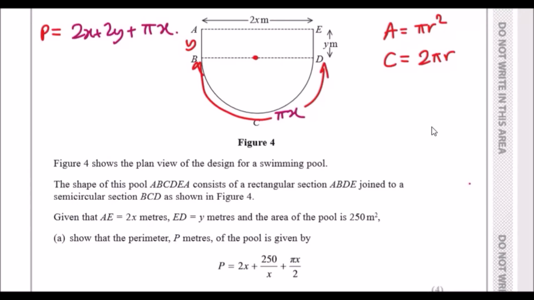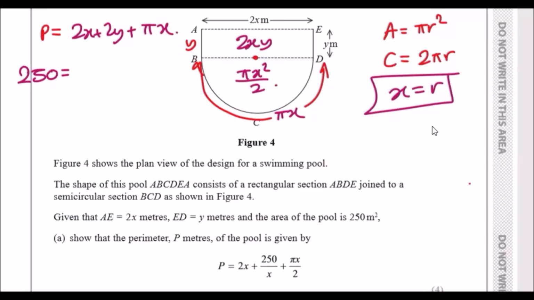We know that the area equals 250, so we can right off the bat say 250 equals something. The area of both of these together: the rectangle bit is just base times height, so it'll be 2x times y, so 2xy, easy. Now, this was a semicircle, and we established that the area of a circle is pi r squared. So half a circle would be pi x squared over 2. Remember, x is the radius. And that's it. Now we just add these two together.